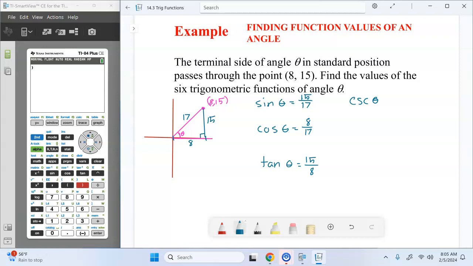So if sine is 15 over 17, cosecant is 17 over 15. Ooh, it sounds so much easier than last year. Don't worry, it'll get harder. It's not. Stop. Chapter 14 won't get any harder. Chapter 15, that's where we use this.